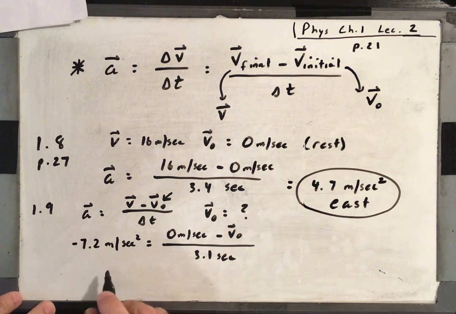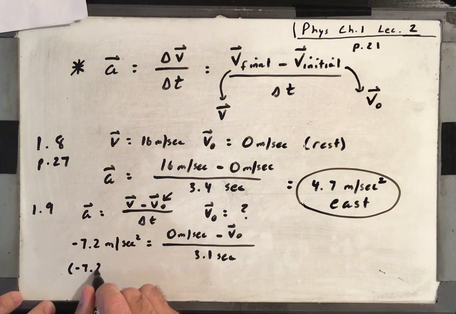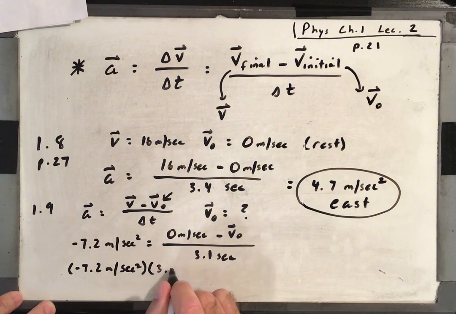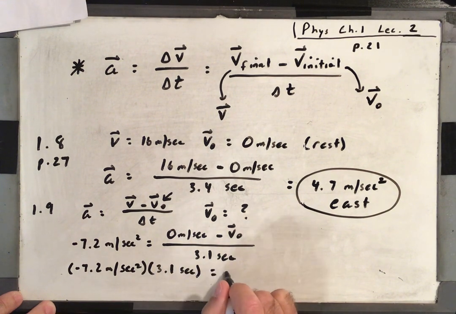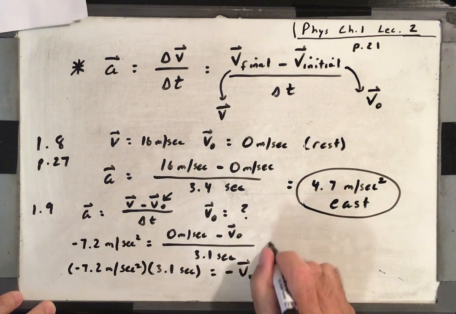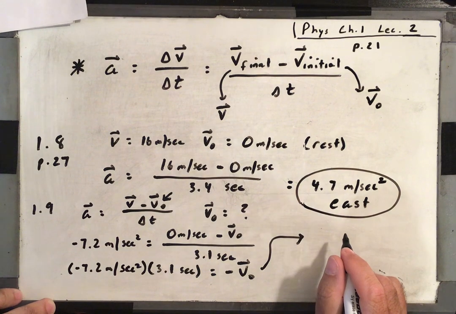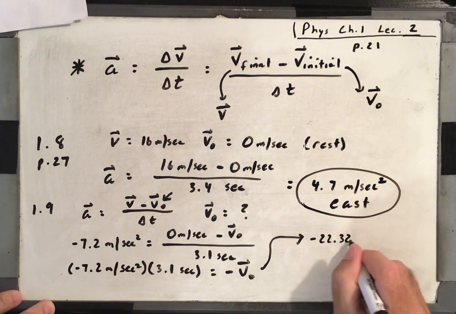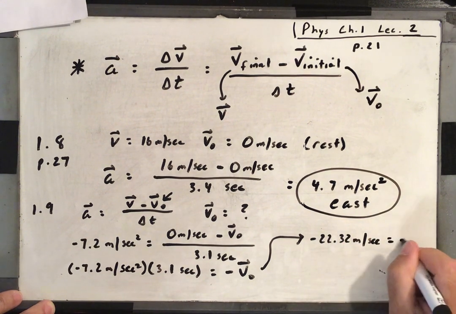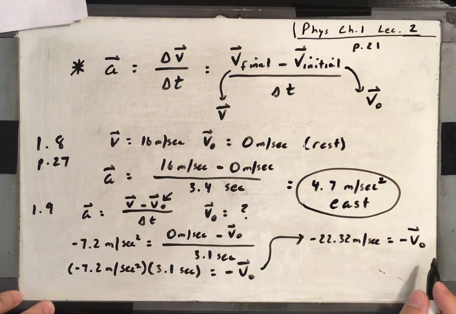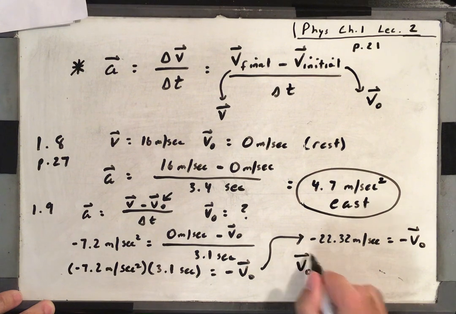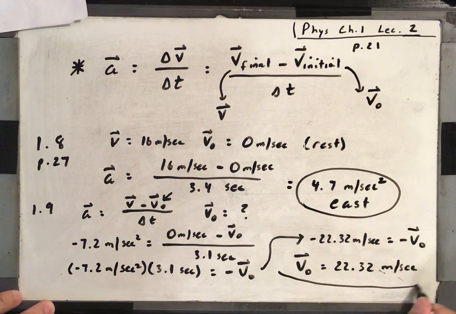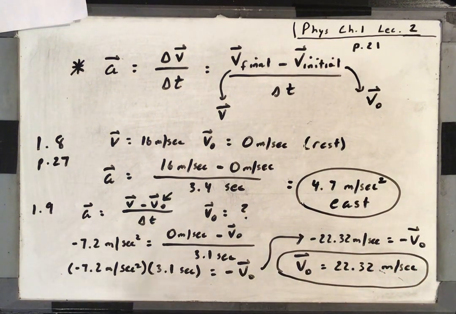We're going to multiply both sides by 3.1 seconds, so we have negative 7.2 times 3.1 is equal to negative V naught. That is negative 22.32 meters per second equal to negative V naught. So you can divide both sides by negative 1, and the original velocity is 22.32 meters per second. All right, cool.